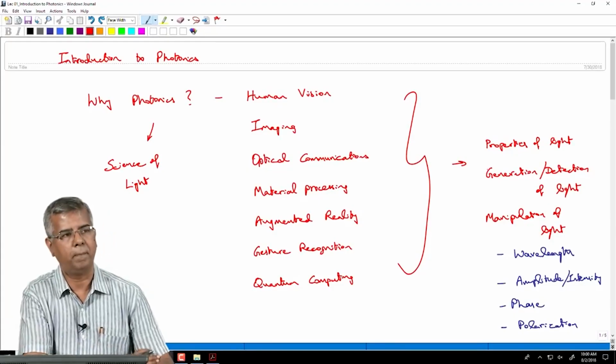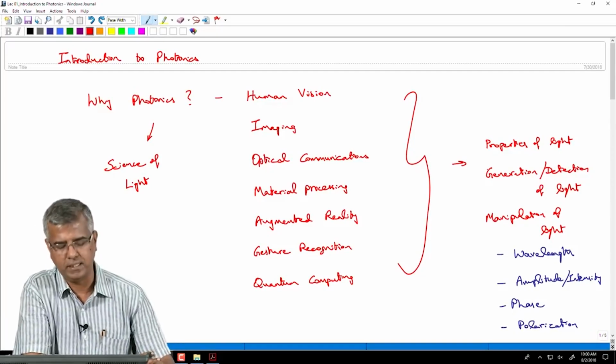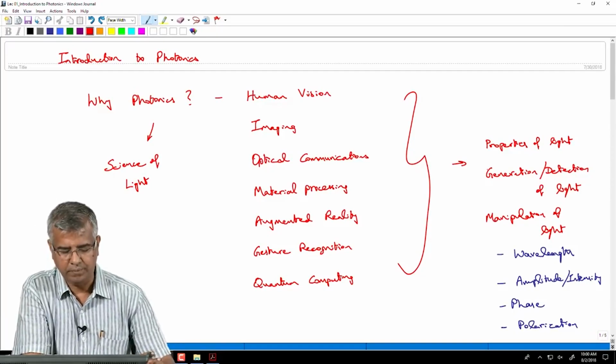And of course, that is what we saw in the last lecture. We were trying to identify 3 modules. Those 3 modules are consistent with the learning objectives of this course. So, let us go back and have a quick recap of where we were yesterday. We were starting with a general statement as to why we should be interested in photonics.